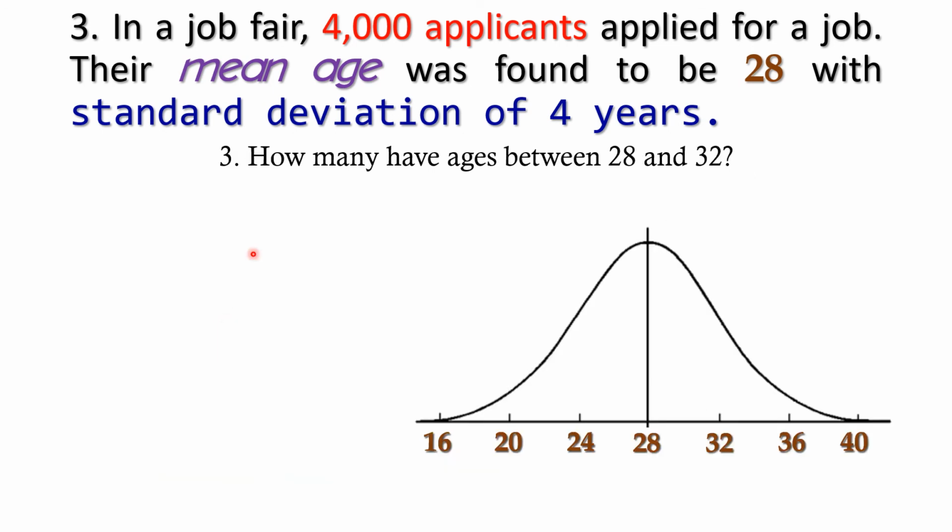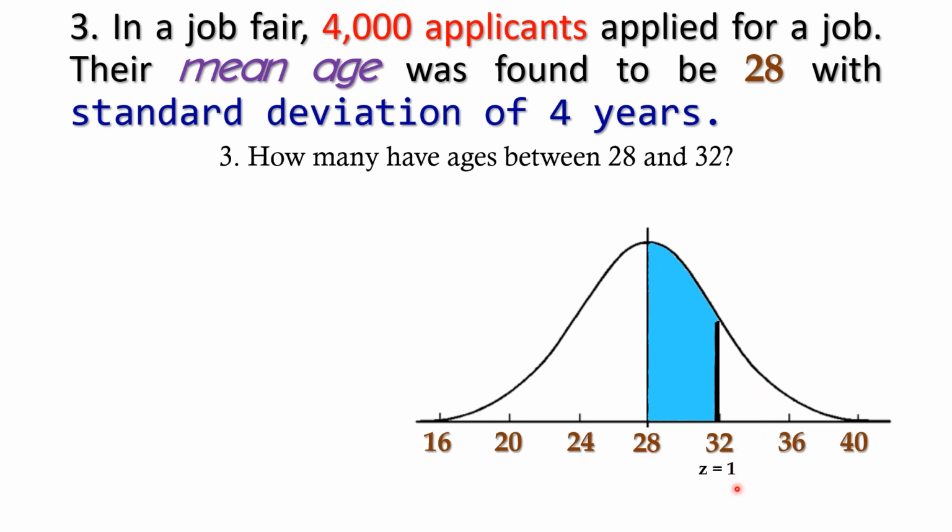Next. Given the same situation and given values, we have to answer question number 3. How many have ages between 28 and 32? So we have here the same normal curve having the same raw scores. So between 28 and 32. 32 is z equals 1. So we must know the area, okay? The number of applicants who are aged between 28 and 32.